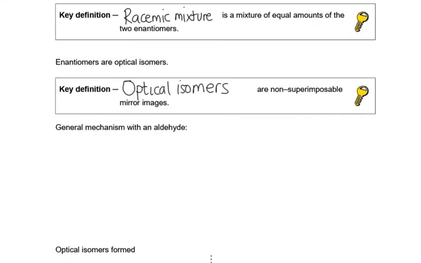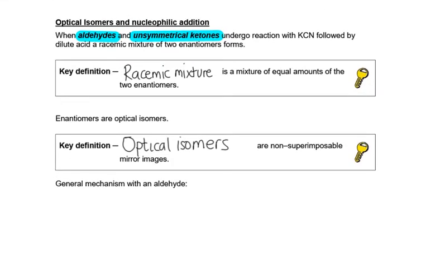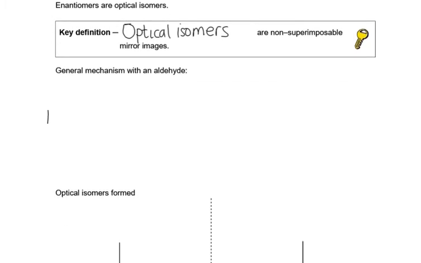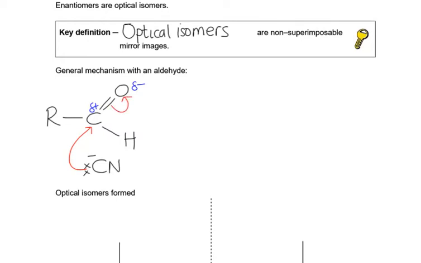So let's just review the mechanism of an aldehyde with KCN followed by dilute acid. So remember, an aldehyde has an R group, C double bond O, and a hydrogen, and our KCN is the source of the cyanide nucleophile. So in that goes to the double bond, because the carbon is delta plus, because oxygen is more electronegative. Break the pi bond, put the electrons onto the oxygen. We have added so far the CN. The H is still there.